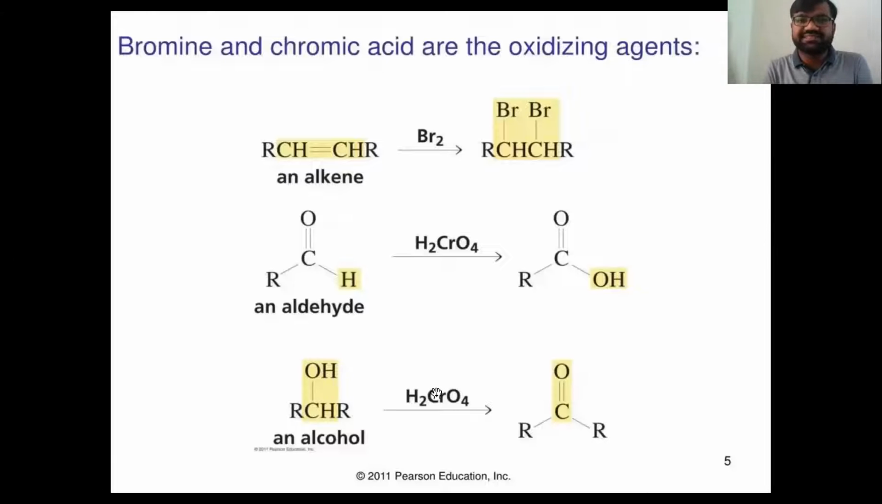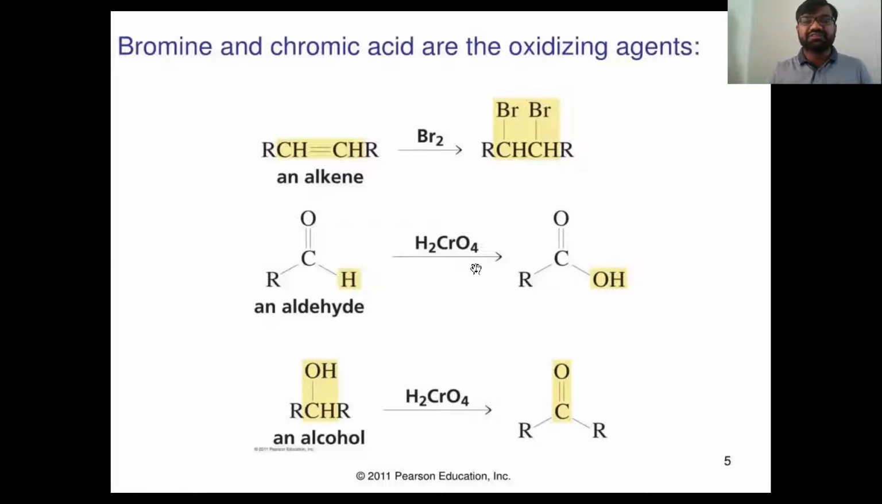What are the oxidizing agents? Bromine and perchromic acid, H2CrO4. These are oxidizing agents. Likewise, bromine, you will see this. A symmetrical alkene reacts with bromine and will form 1,2-dibromoalkane.